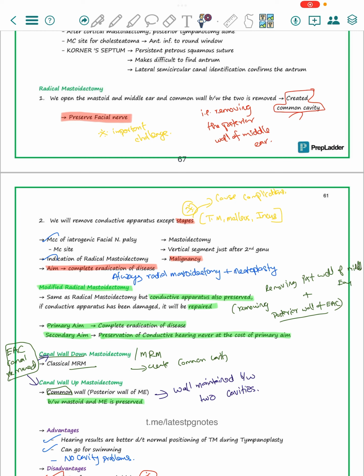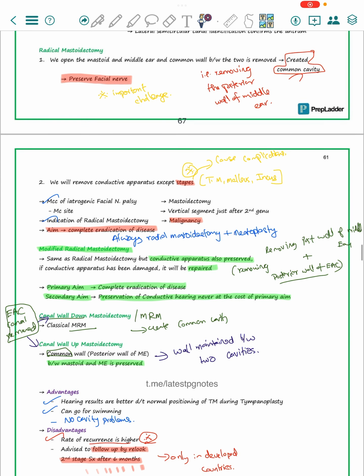through the external ear. Modified radical mastoidectomy is the same as radical mastoidectomy, but the conductive apparatus here is preserved. If the conductive apparatus has been damaged, it will be repaired. The primary aim is complete eradication of disease. Thus in modified radical mastoidectomy, the common wall, the posterior wall, is preserved.